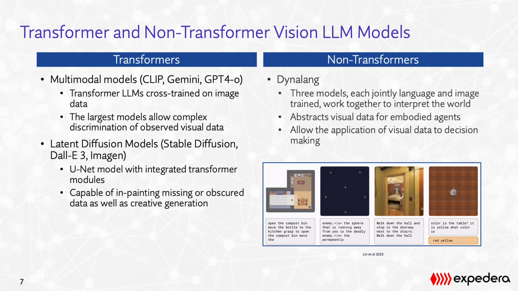Now, there's also non-transformer models. The one I like to talk about is Dynalang. This is a model that came out of UC Berkeley. It's the most recent in the development of a line of models called Dreamer. And what this does is you have three models that are jointly trained in language and vision. And what they do is they work together to interpret the world.